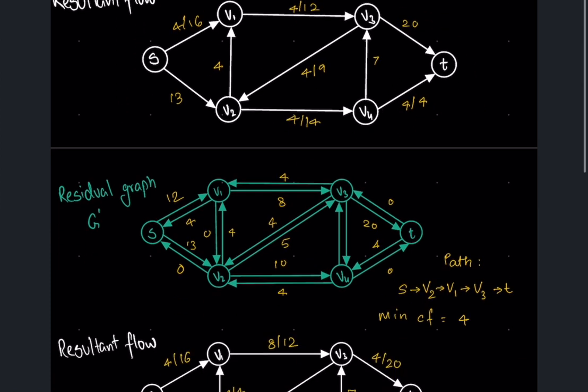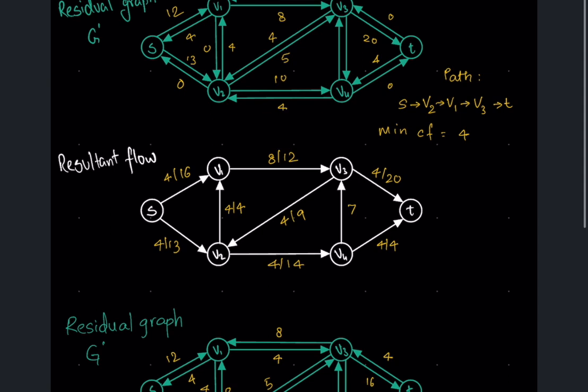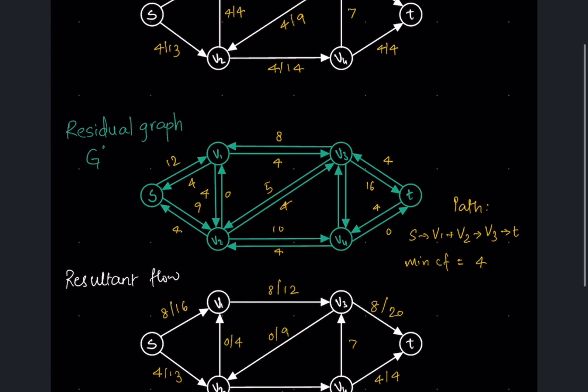Now let us take another augmenting path, let's say from S to V2, V2 to V1, V1 to V3, V3 to T. Over here, while figuring out the minimum capacity that we could fill for this particular flow, we can see that 4 is the minimum capacity value. So let us do that, and from there we get the new graph with the modified flow.